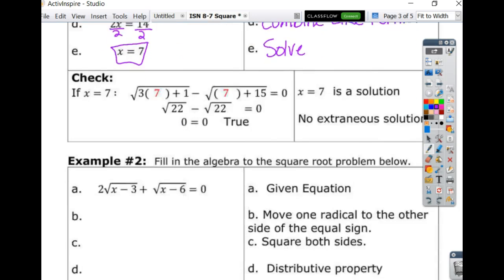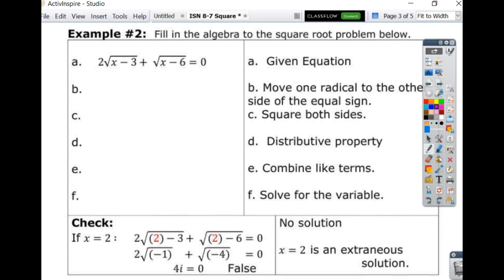So let's try the next one. So I'm given this equation. So the first thing I need to do is separate the square roots. So I'm going to move this square root to this side. But this time, if it's positive on this side, what's it on the other side? So this one's negative. Now I have them separated. How do I get rid of the square root? I'm going to square both sides.